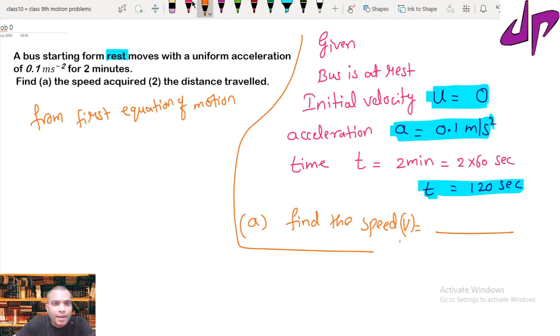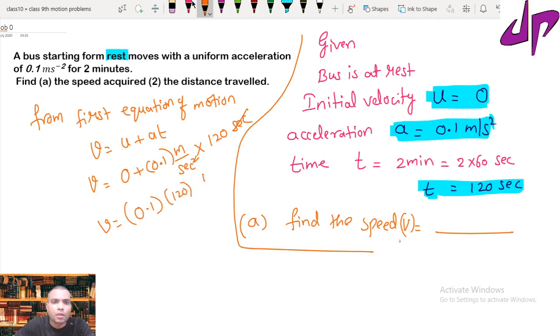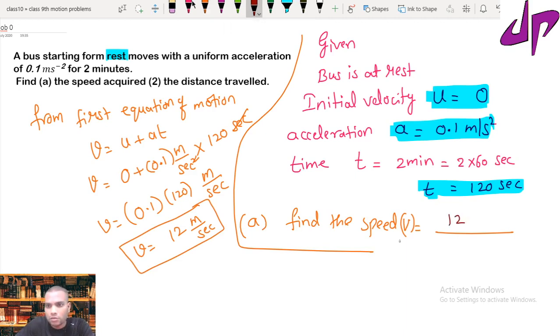From the first equation of motion, I can write v equal to u plus at. Here v means the final velocity I need to find. To find that, v equal to, you can substitute the given values. u value equal to 0 plus acceleration value 0.1 meter per second square times t equal to 120 second. You can cancel seconds in seconds square, and v equal to 0.1 times 120 meter per second. If you multiply these numbers, you get v equal to 12 meter per second. So this is the value we needed to find. I can write that value here using brown color. So v equal to 12 meter per second.